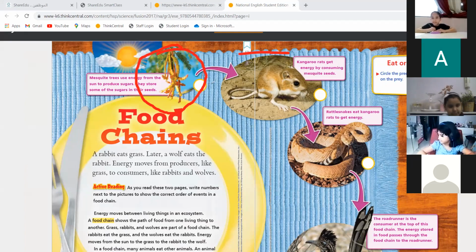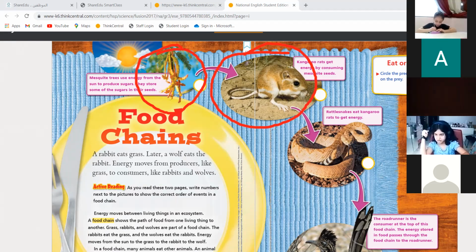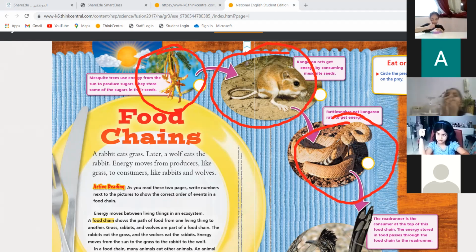A consumer, or a small consumer, will come and eat those plants. This kangaroo rat, there is some other animal that will eat him. Who? The rattlesnake will eat this rat. So the energy will move from the rat to the snake. And I have something called the road runner that will eat this rattlesnake, and the energy will move to it too. Can you see? So the first one is the sun. The owner of the energy is who? The sun. See, this is number one. Who's the owner of the energy?